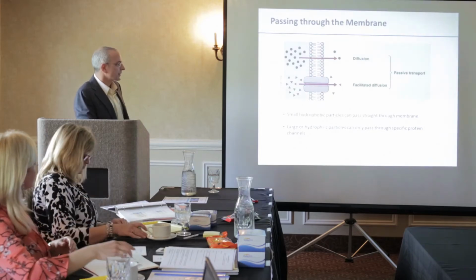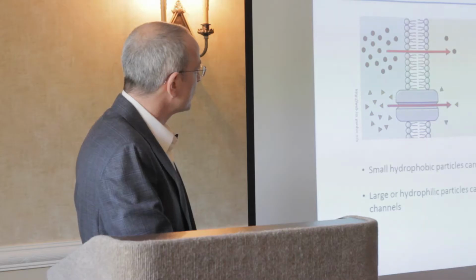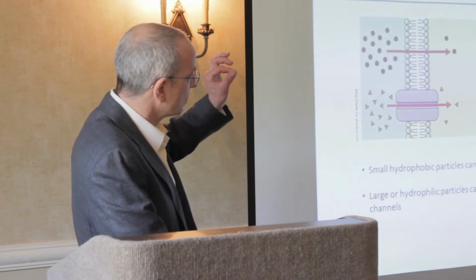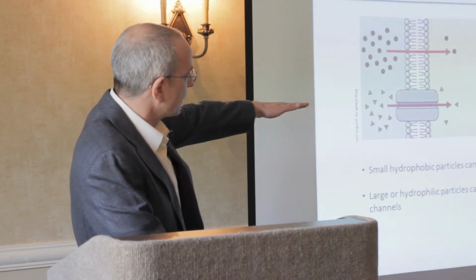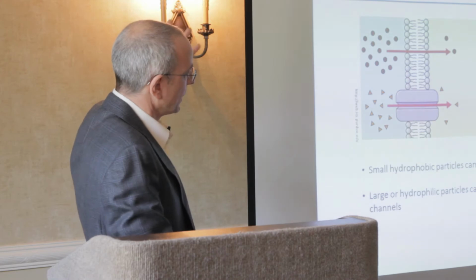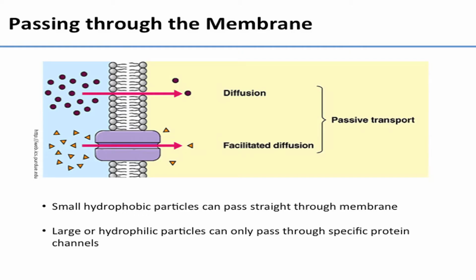So here's passing through the membrane. As I mentioned, there is the opportunity for small components to get through under this diffusion. It's a gradient where it's either strong on the outside and weak on the inside and it pulls things through, or it's the other way around, or it's just through passive diffusion.